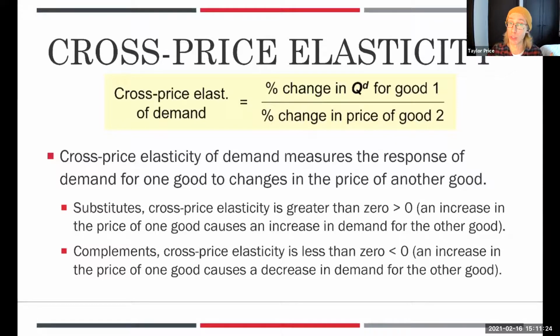And there are two types of goods that we try to look at for cross-price elasticity. The first are substitutes, and those are basically goods that have a cross-price elasticity of greater than 0. So an increase in the price of one good causes an increase in demand for the other good. And then you have complements, where the cross-price elasticity is less than 0. And that just means that an increase in the price of one good causes a decrease in demand for the other good.